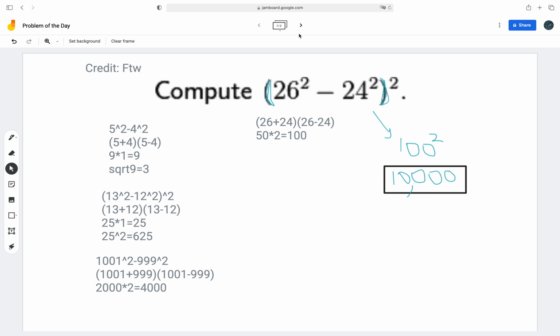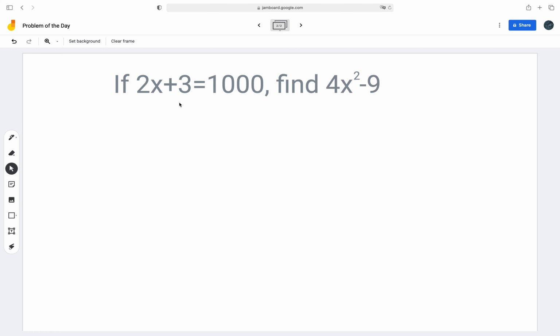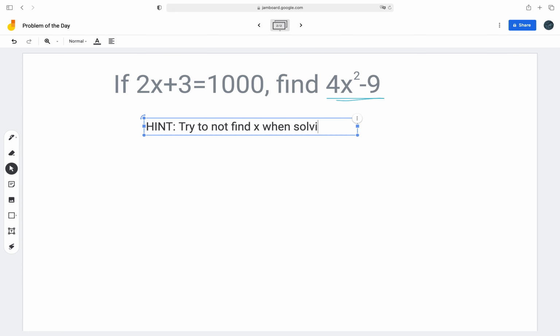So for the challenge problem for today: if 2x plus 3 equals 1000, find 4x squared minus 9. But there's one hint. You could easily do a linear equation to find x in this, but try to not find x when solving this problem, because you can find 4x squared minus 9 without finding x, actually.